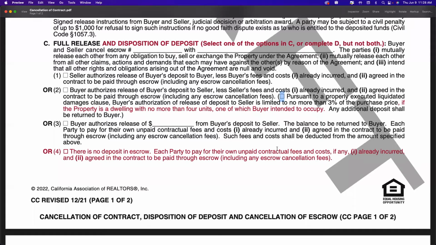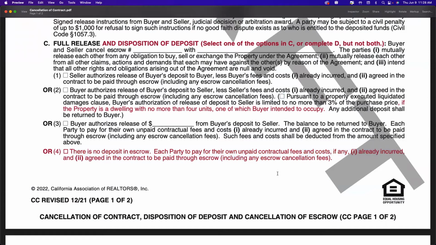And the very last one is what we can thank Tony for. There is no deposit in escrow. Each party to pay their own unpaid contractual fees and costs, if there are any, already incurred and agreed to in the contract and paid through escrow.